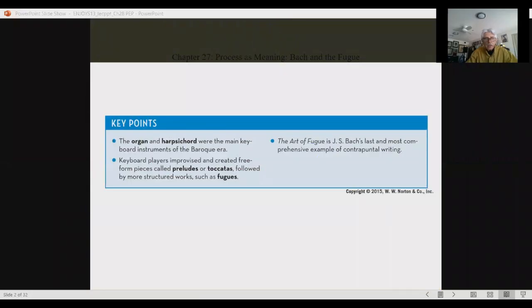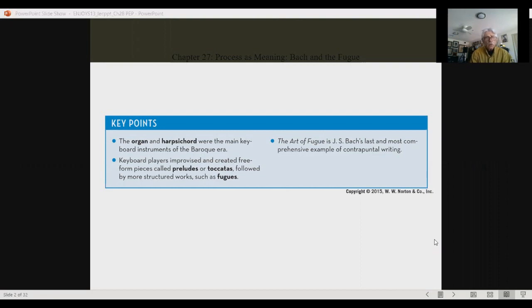Chapter 28. So this starts in the Baroque. And of course, we could categorize music that was from the Middle Ages or Renaissance and say that it was absolute music. But this is the first chapter in the textbook where I'm identifying it as solely absolute music.